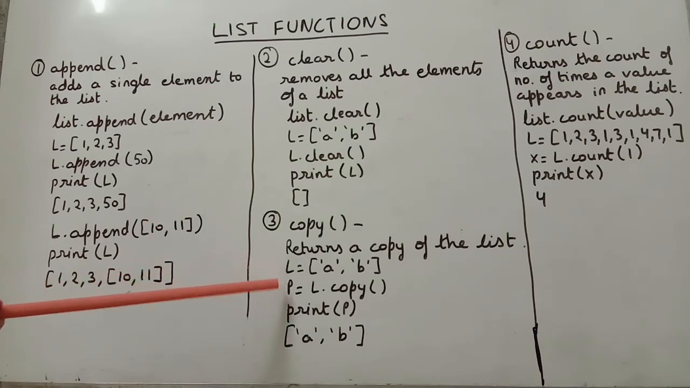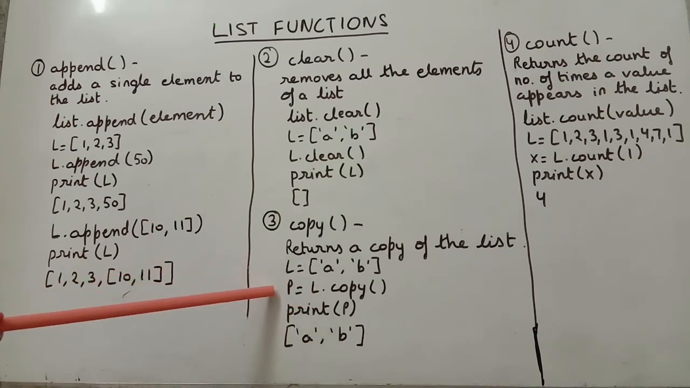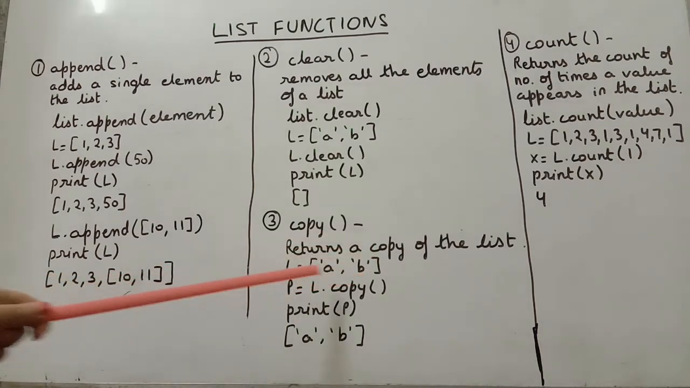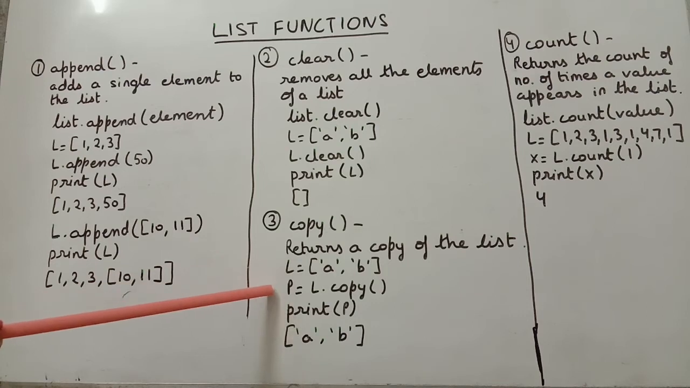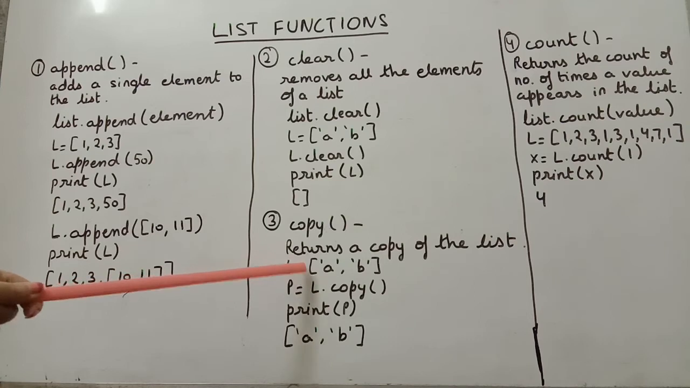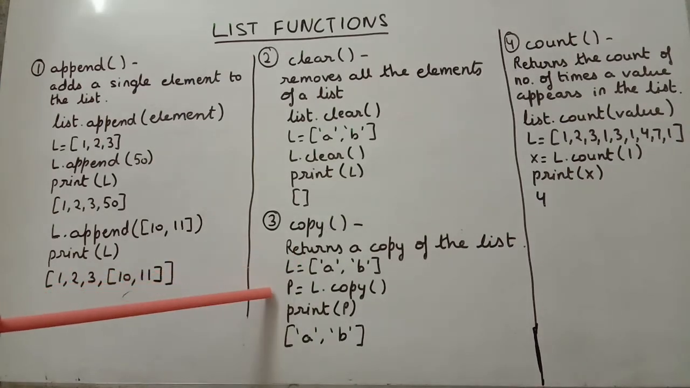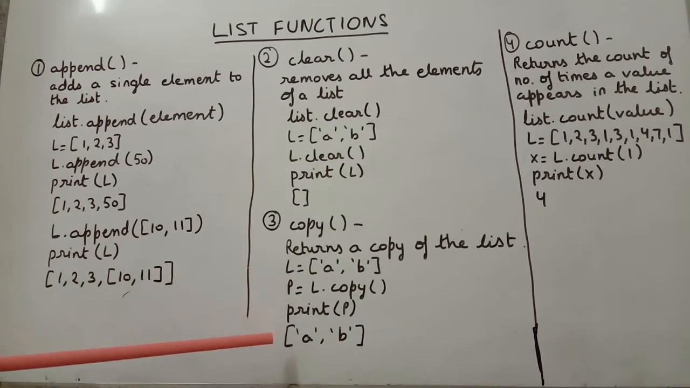But when I say P is equal to L.copy, a carbon copy or replica of this list will be created, and that will be assigned to P. That will be referenced by P. So there will be two copies of this list, one referenced by L and another referenced by P. If I display P, it is this one.